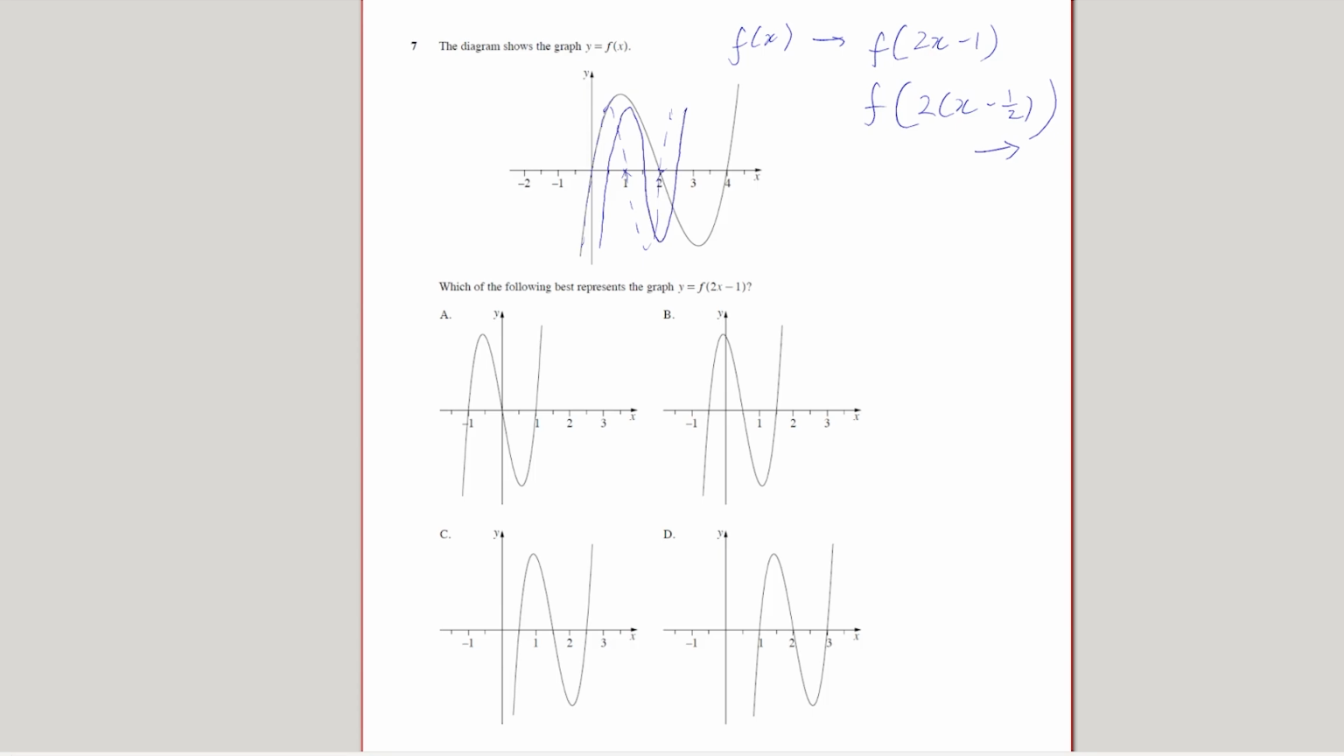And there we go. That's your graph. And which one is that? That would be C. Awesome. It's as easy as that. So let's move on to question 8.